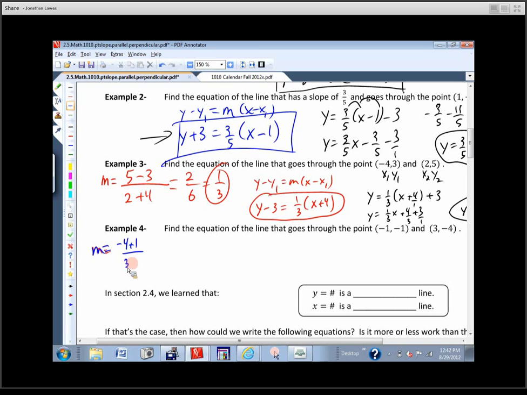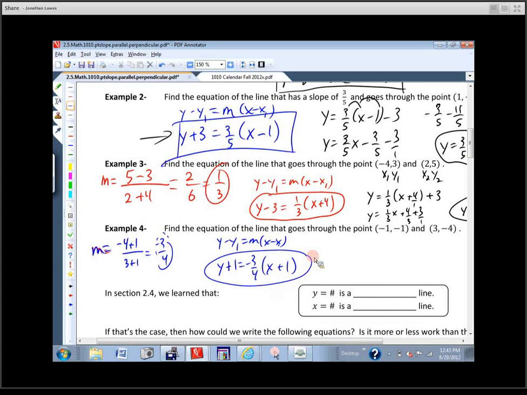So y2 minus y1 is going to be -4 minus -1. And x2 minus x1 is going to be 3 minus -1, so that's going to be +1. So this is going to be -3/4. There's my slope. y minus y1 equals m(x minus x1). So this is going to be y minus... I'm going to do the first one, so that's going to be a +1, -3/4(x + 1), and there's my answer.